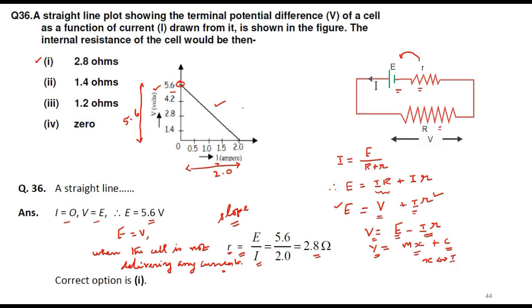For this straight line, slope is negative. So negative slope. But the magnitude of the slope will be 5.6 by 2.0, which is 2.8. That will be the internal resistance r. So in this graph, simply find the magnitude of the slope.